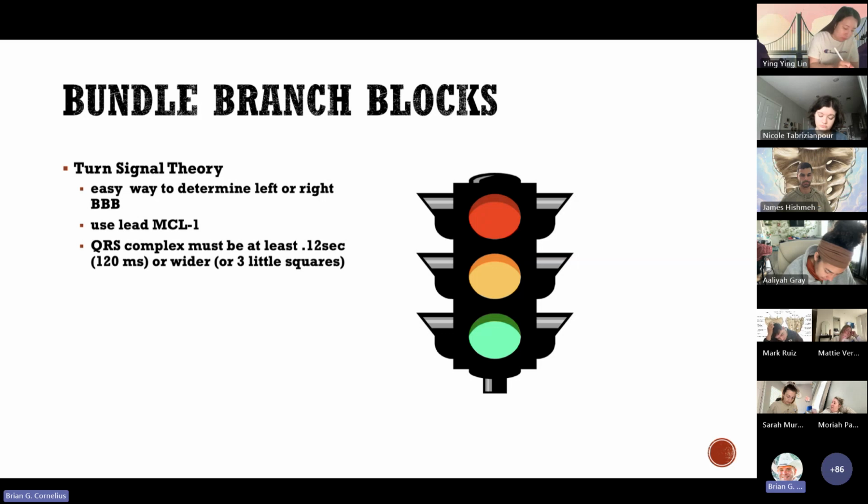So what we're going to do is think about the criteria to be a bundle branch. It needs to be wider than 0.12, and we're going to look at lead V1 or MCL1, whichever one you want to use. MCL1 and V1 are essentially used interchangeably.